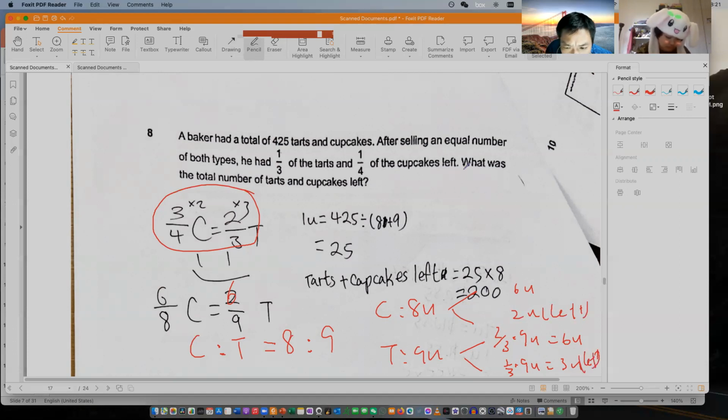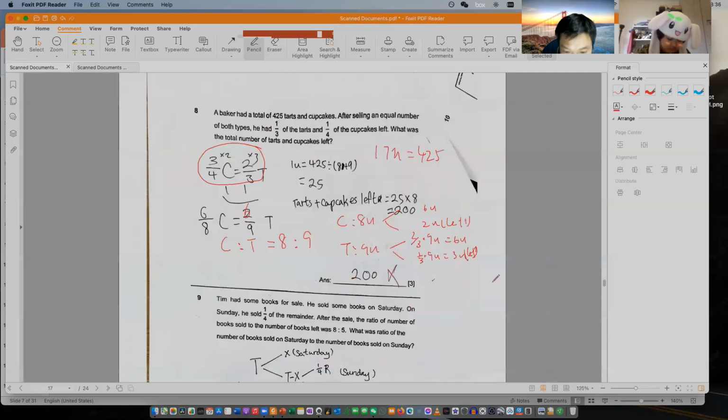So what do we have here? A baker had a total of 425 tuds. So that means you add up. 17U is equal to 425. Okay, you did not show me the branch. Did you show the branch? No, you did not show the branch, but somehow you got the answer. You understand my point? You did not show this part, the branch. You are supposed to show the branch. It is 3 marks. You need to show more working.